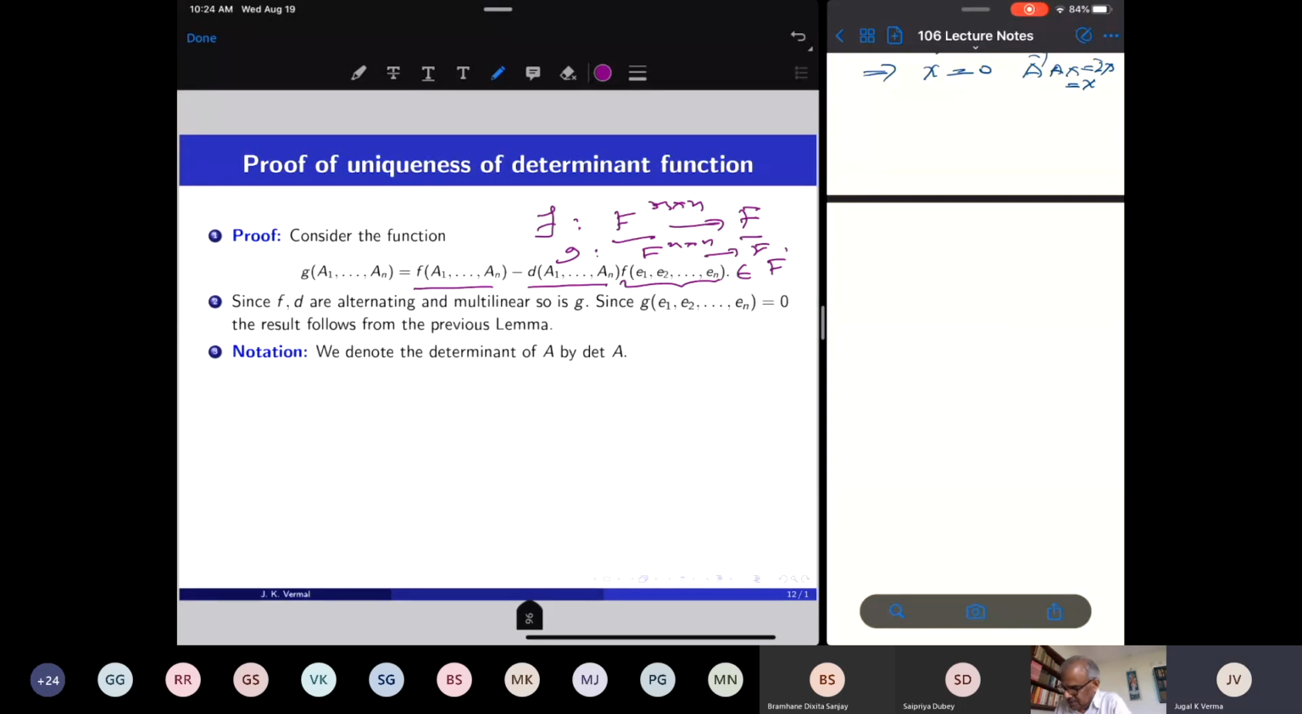And we are saying that g is identically 0, because we've proved that if I operate g on the identity matrix, it is equal to 0, and it is multilinear alternating, and so g turns out to be 0 by the vanishing lemma, and that shows that f is d. So the determinant is unique. Vecha Kumar, is that fine?